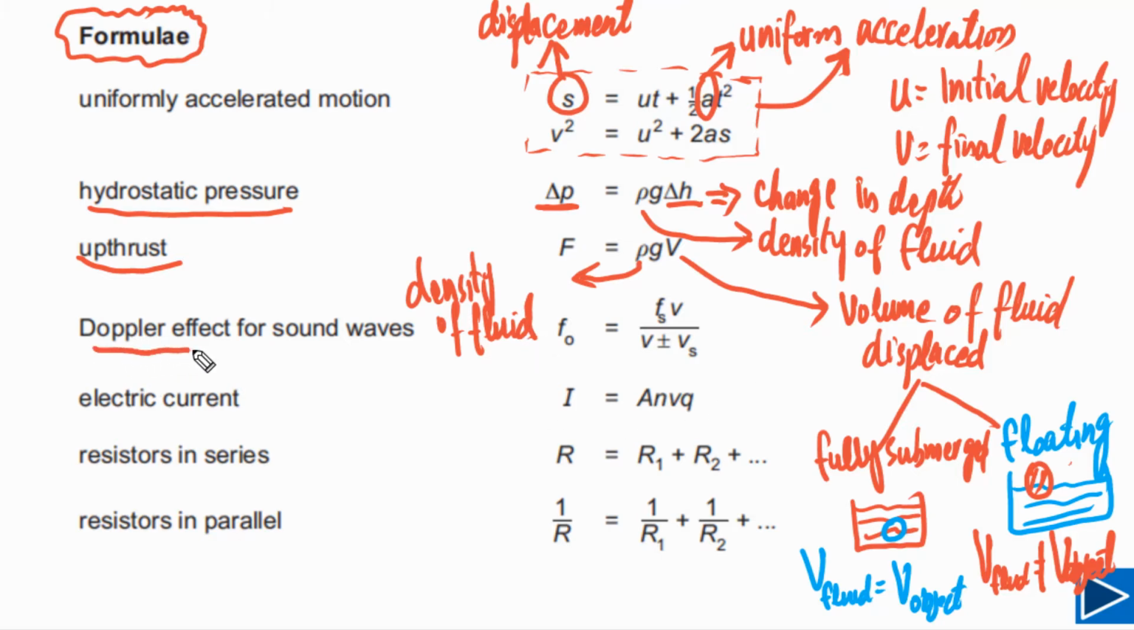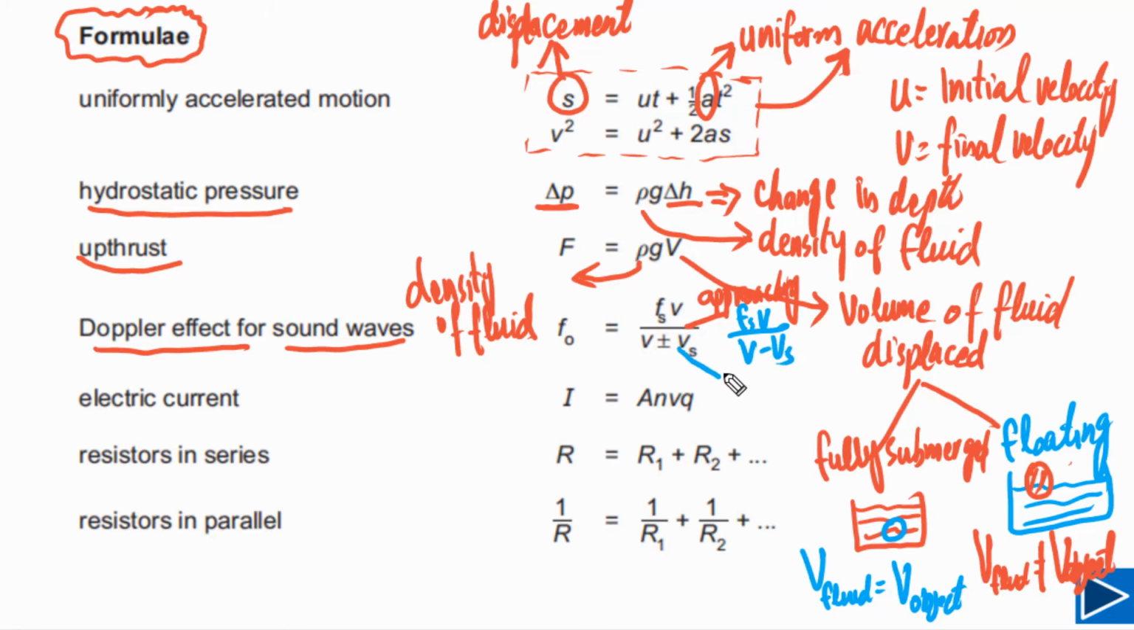Next one is about Doppler effect for sound waves. Fs is the frequency of the source, v is the speed of waves, and vs is speed of source. We will discuss the first case, object is approaching. If the object is approaching, you can simply modify this formula. In this case, Fs v over v minus vs.